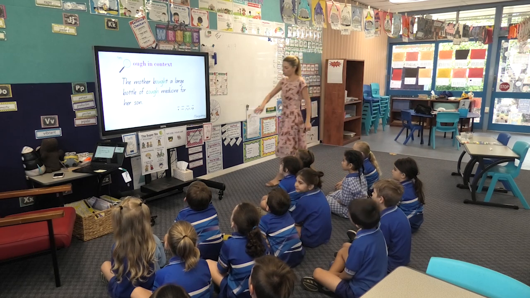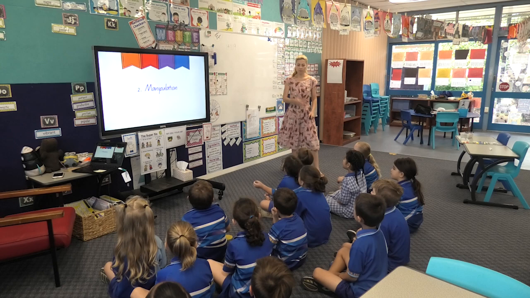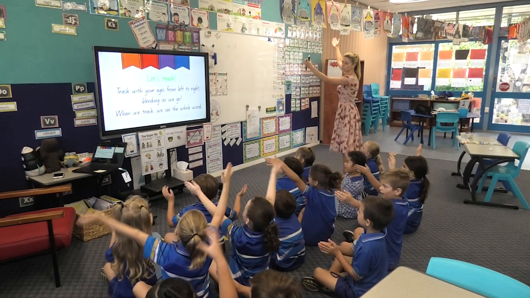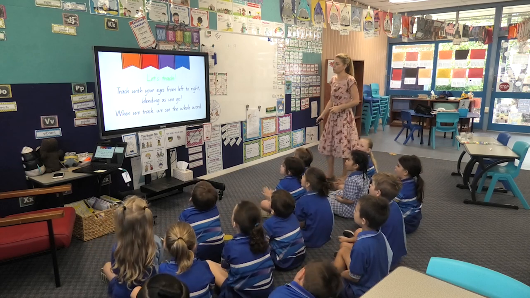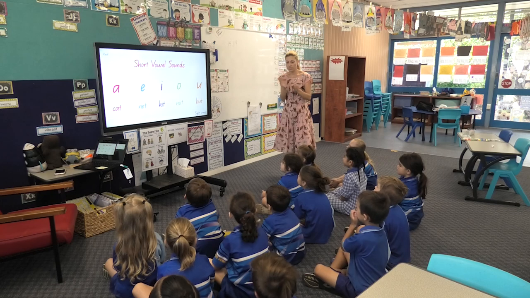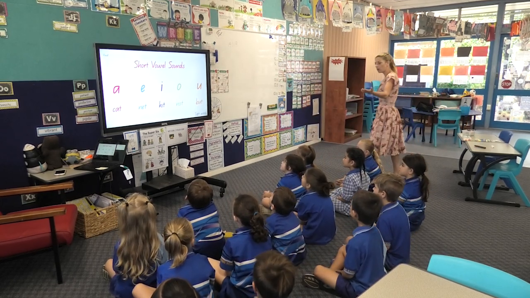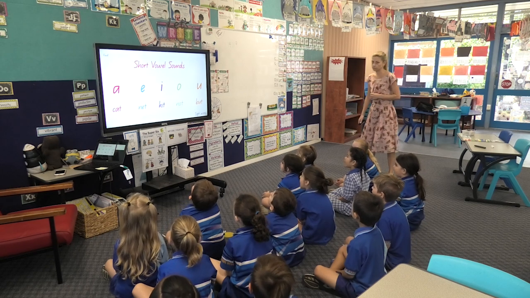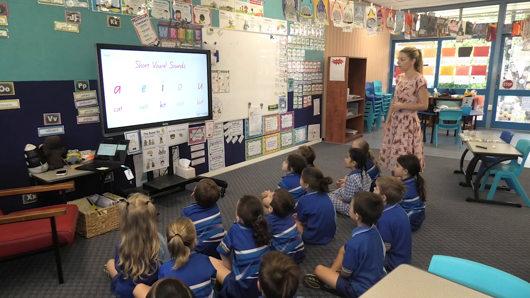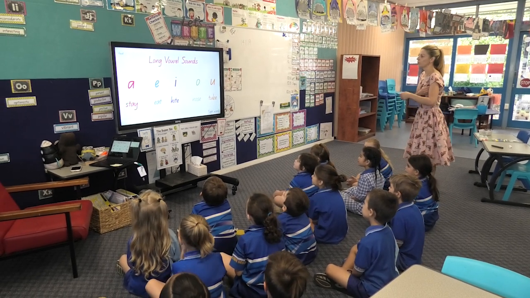Year one, we are moving on to our manipulation. Track through a word, we track through the whole thing. Okay, short vowel sounds. A-E-I-O-U. Go. Backwards. Go. Beautiful. Long vowel sounds.